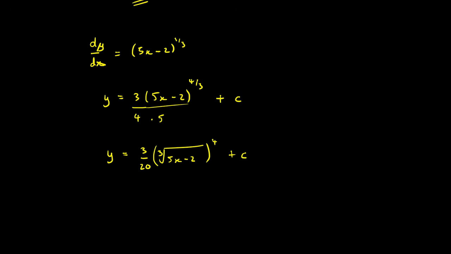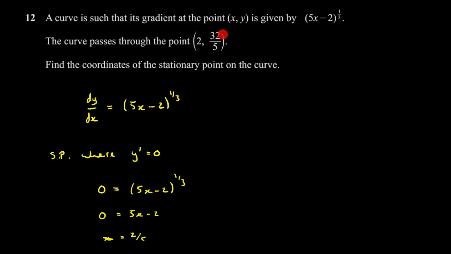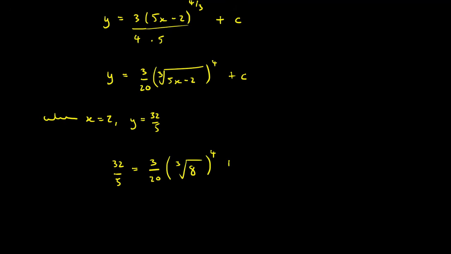Now we want to find the constant c, don't we? We are told that the curve passes through the point (2, 32/5). So when x is equal to 2, y is equal to 32/5. Let's substitute in. 32/5 is equal to 3/20 times the cube root of, let's figure this out, 5 times 2 is 10, minus 2 is 8. So the cube root of 8, all to the power of 4, plus c.